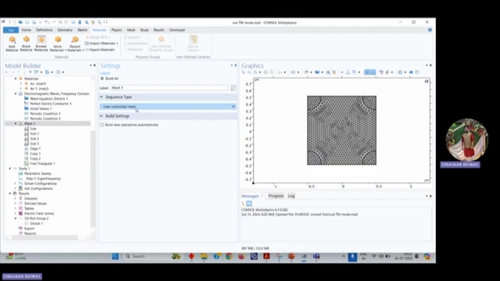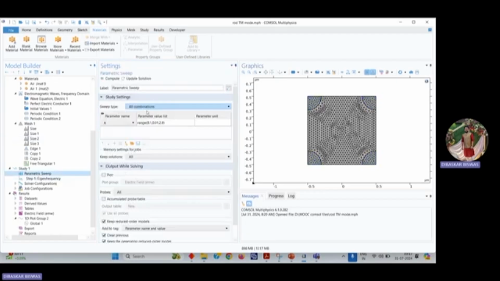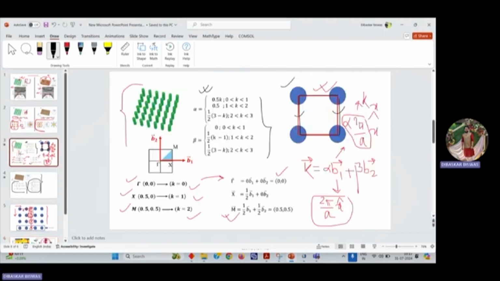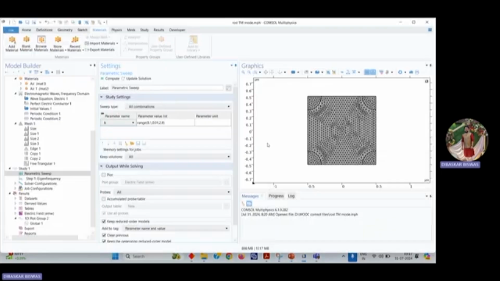So you go for user control mesh, and then you select the regions individually, and then you select the quality of mesh here. Okay, then you go to parametric sweep, then you add parameter k, and then you sweep it from 0.1 to 2.9, because if you see here, your k vector sweeps from 0, 1, 2, and then again to gamma, that is for k equals 3. So we don't include 0 and 3 because these are the extremes and discontinuities. So we just start from 0.1 and go to 2.9.